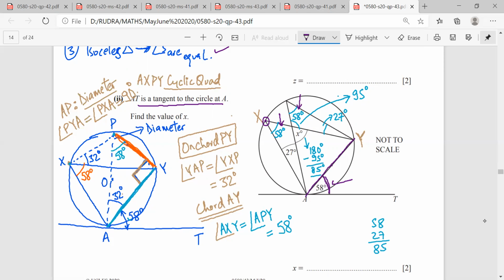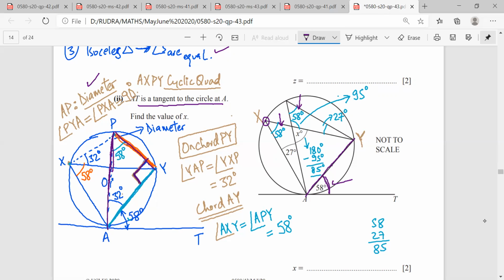Let us try to see the proof of this theorem. So this is my tangent AT, this is my chord AY, this is the angle that it is making, 58 degrees. Now by construction, I draw AP as a diameter. This AP as a diameter is my construction. So when I join this diameter to this chord AY, this angle would be 90 degrees. Any confusion about this? No, sir.